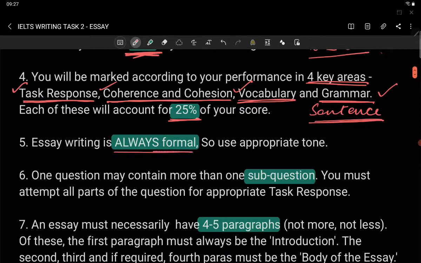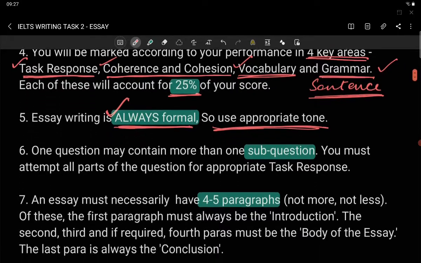Essay writing is always formal. Please remember this. In letters, we have 3 different types of letters, as in they can be formal, semi-formal or informal. But an essay is always formal, therefore use appropriate tone. You will always use crisp formal language. Do not use slang, do not use contractions if possible, and always be logical.